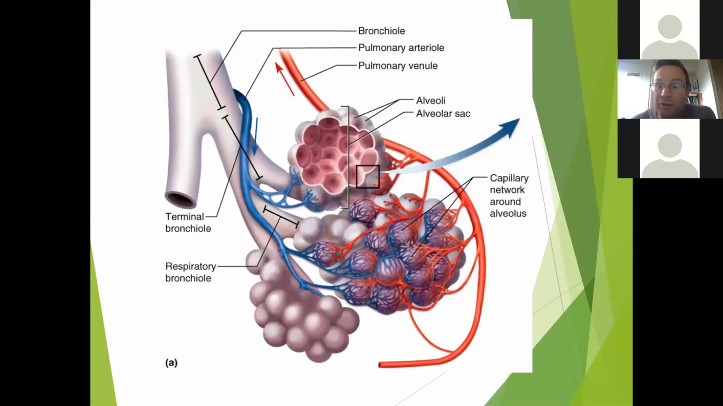So think about which part of the heart that oxygenated blood is going to return to. It's going to go back to that left atrium, and then the left ventricle, then out the aorta, and then to the body.